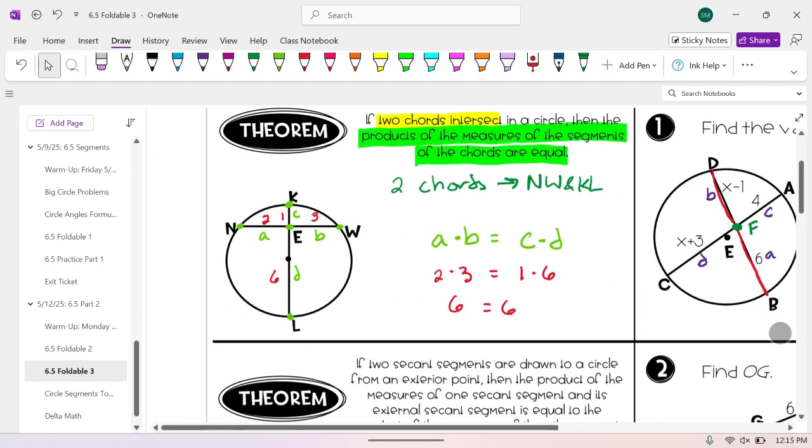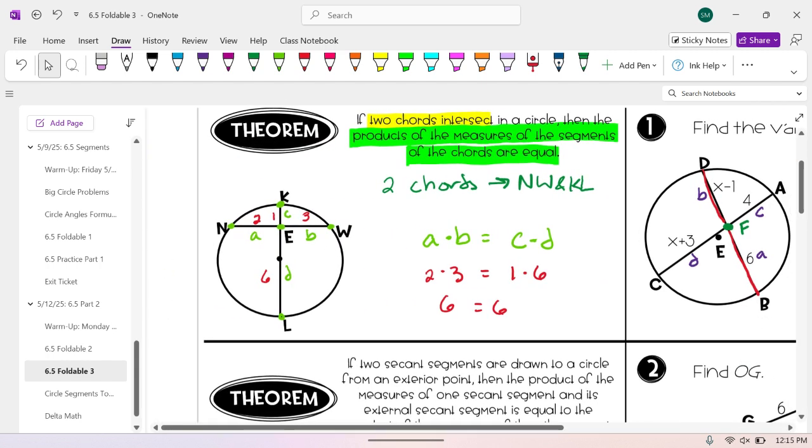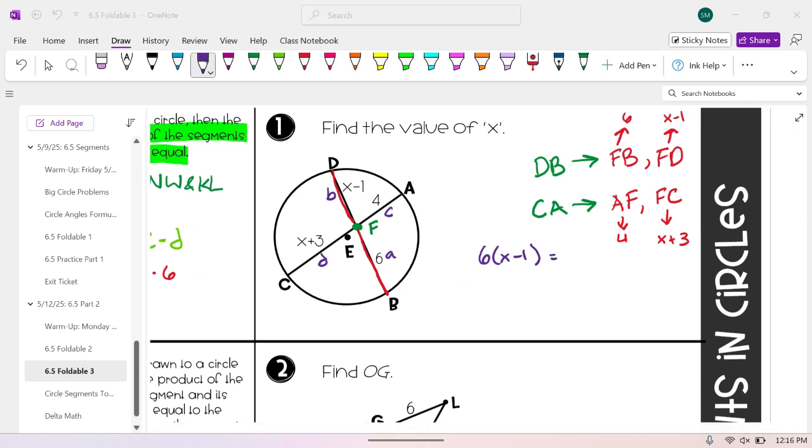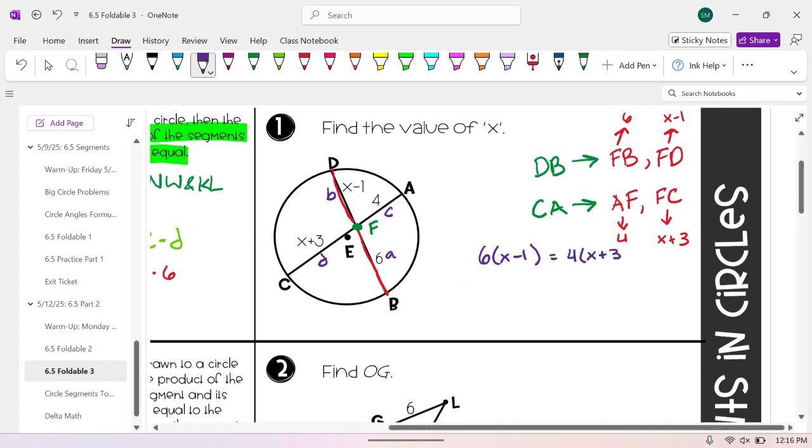So guys, what did I do over here? So NW I broke up into two pieces, NE and EW. NE was 2, EW was 3. I multiplied them together, it got 6. KL could be split up into two pieces, KE and EL. Multiply them together, 1 times 6 is 6. They have to be equal to each other. So I ask again, how do I set it up over here? Good. Right. Equal to 4 times X plus 3. Good. Yeah.